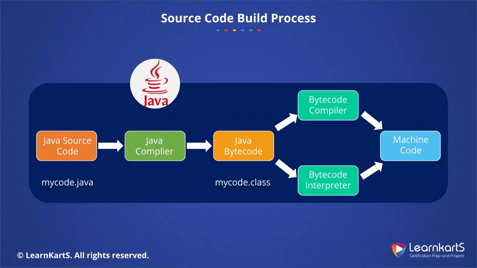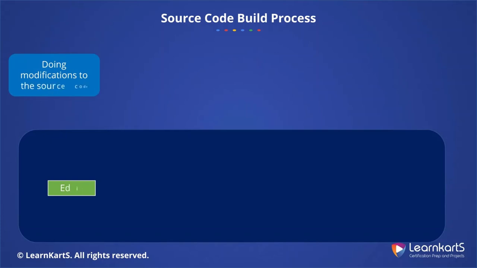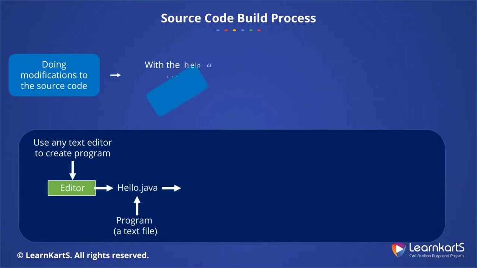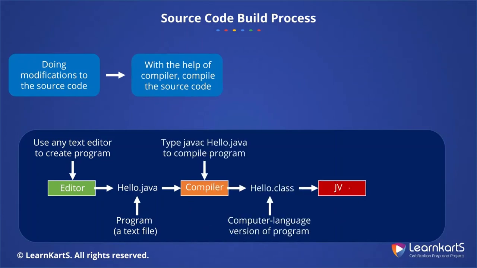So that's why these processes are very important, because they really help us understand how these build processes can help you get the desired output. You will be making modifications to the source code, to the program files. Then, with the help of a compiler, and every programming language has its own compiler, you're going to compile the source code.